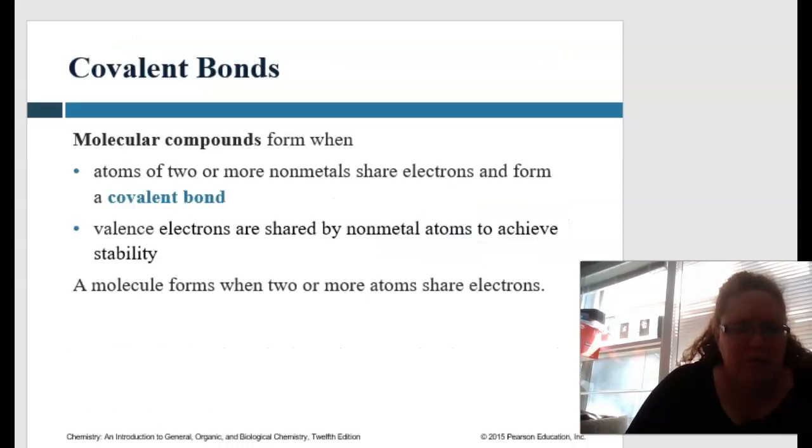Those covalent bonds, again, are the strong guys, and they form when atoms of two or more nonmetals share the electrons and form that covalent bond. The valence electrons are shared by nonmetal atoms to achieve this stability. The electrons just kind of buzz around and go between both of them, and they're very nicely shared. A molecule forms when two or more atoms share those electrons.